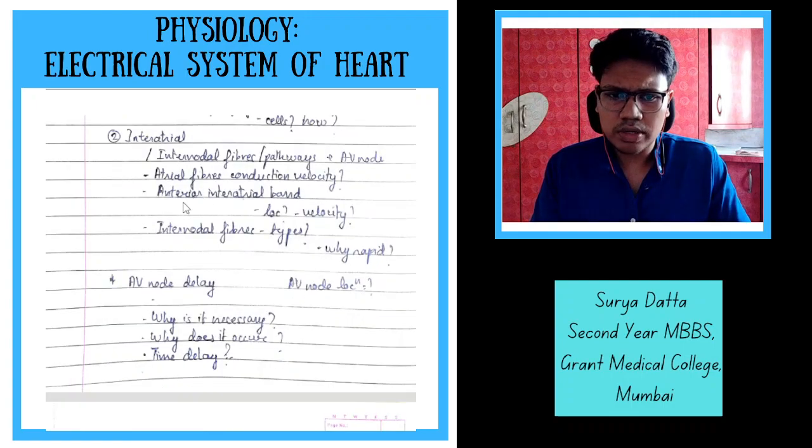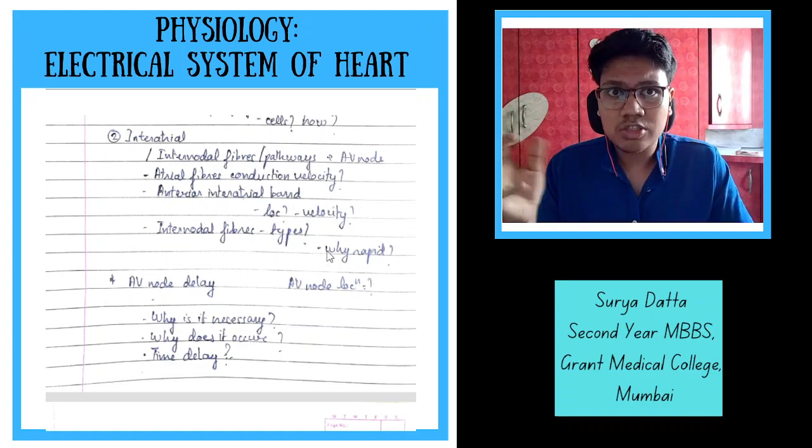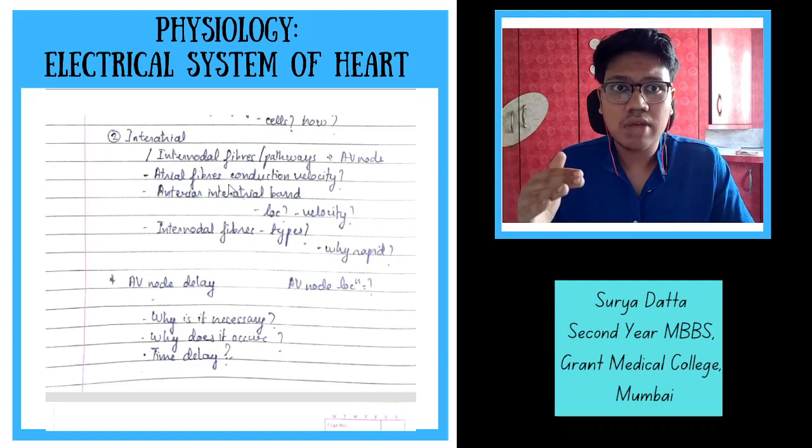So now, why are the internodal fibers rapid? The internodal fibers are rapid because obviously the fibers are streamlined towards the nodes. So they're very quick, and they need to be very quick because the normal delay for atrial travel is around 0.03 seconds, right?